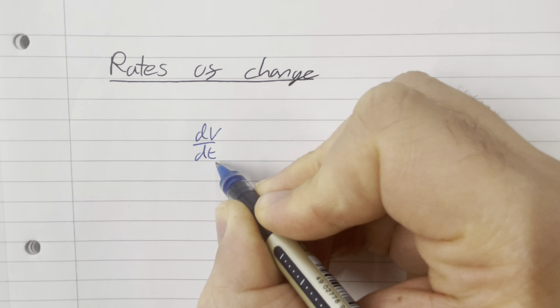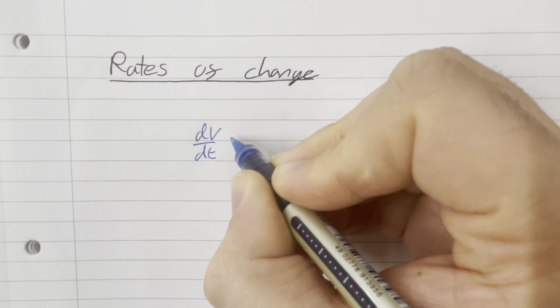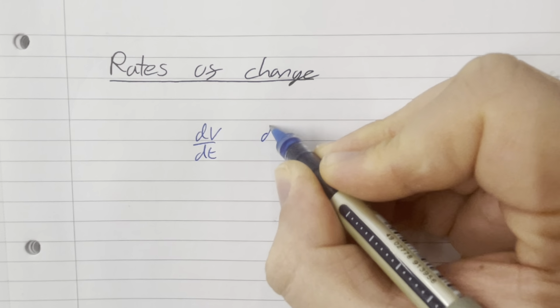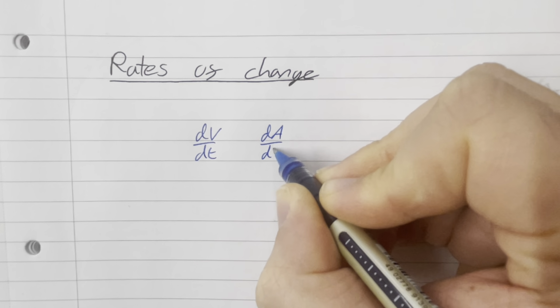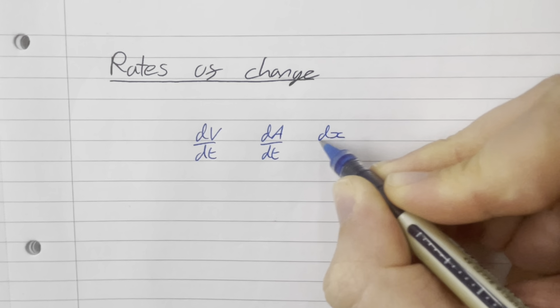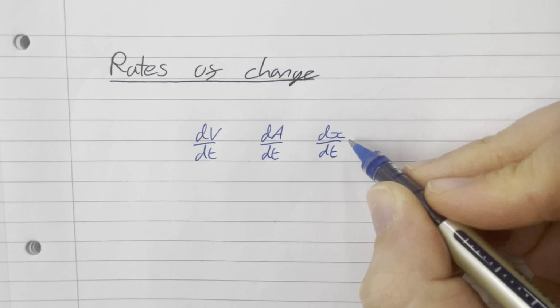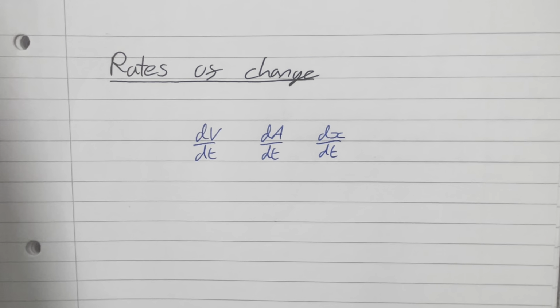and typically a rate of change question is all about how a variable is changing in time. So in this case, that would perhaps be how a volume is changing in time, or maybe a surface area is changing in time, or a length is changing in time, or some variable, and we're looking at how it changes in time.